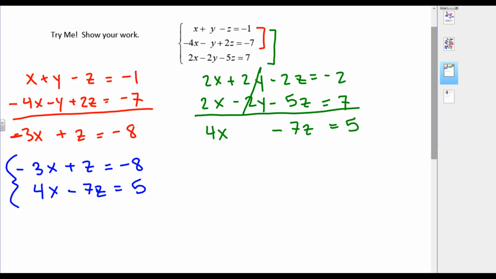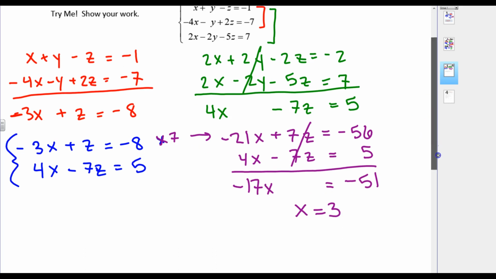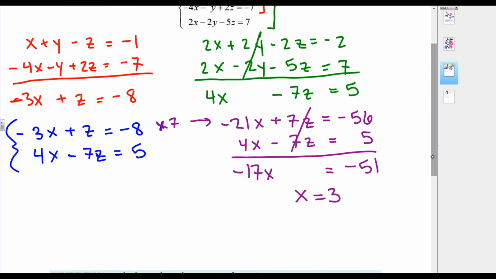All right, now I want you to figure out how to get z. So look at these two equations and figure out what you can do to get z. All right, so if you had multiplied your top equation by 7, your z's will cancel, which will allow you to solve for x, and you end up with x equals 3. So now take a minute and find the corresponding z variable given that you now know x.